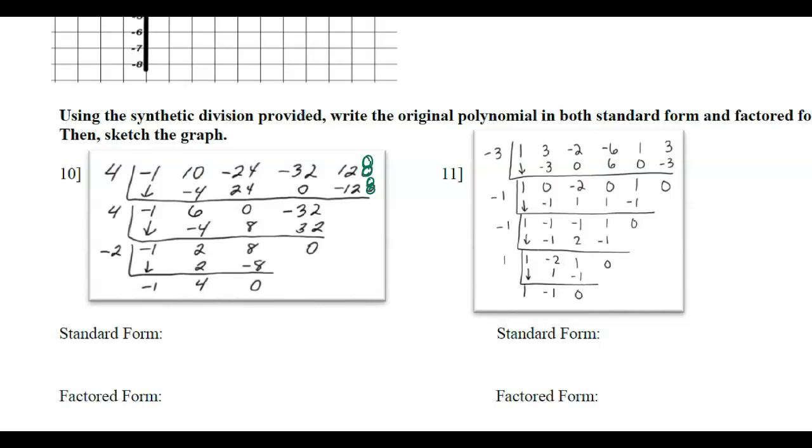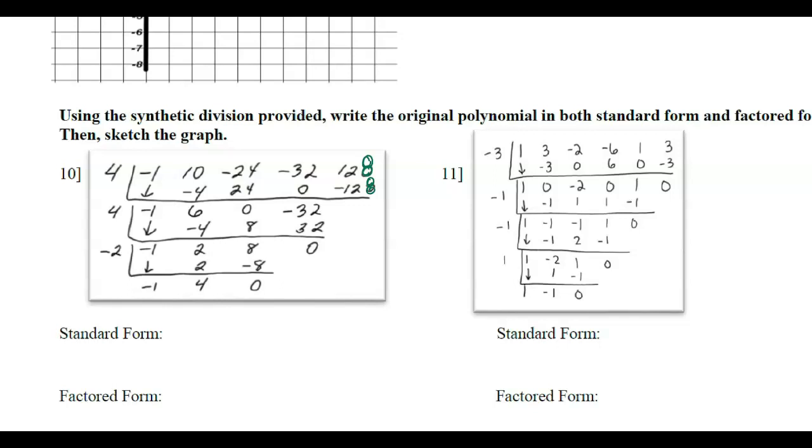Okay, so first things first. We did synthetic division a couple classes ago. I can write standard form just by seeing this top row. What's the highest exponent for this? X to the 5th? No. Are you just guessing?